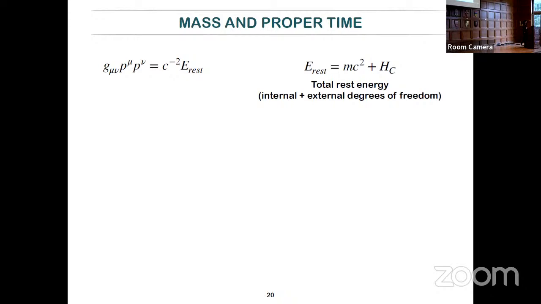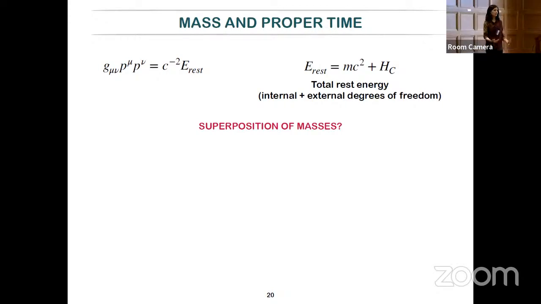And the H, in the case of our clock, is a quantum operator. So basically, we have a mass that becomes a quantum operator. We are in a situation in which we have a quantum superposition of masses. And this created some debate a long time ago, and this is called the Bargmann superselection rule that I'm going to explain now.